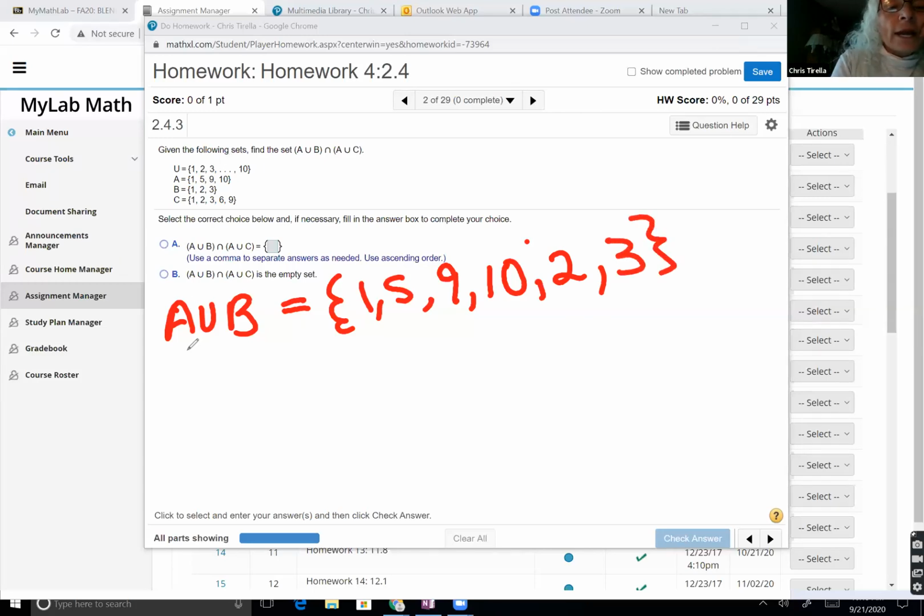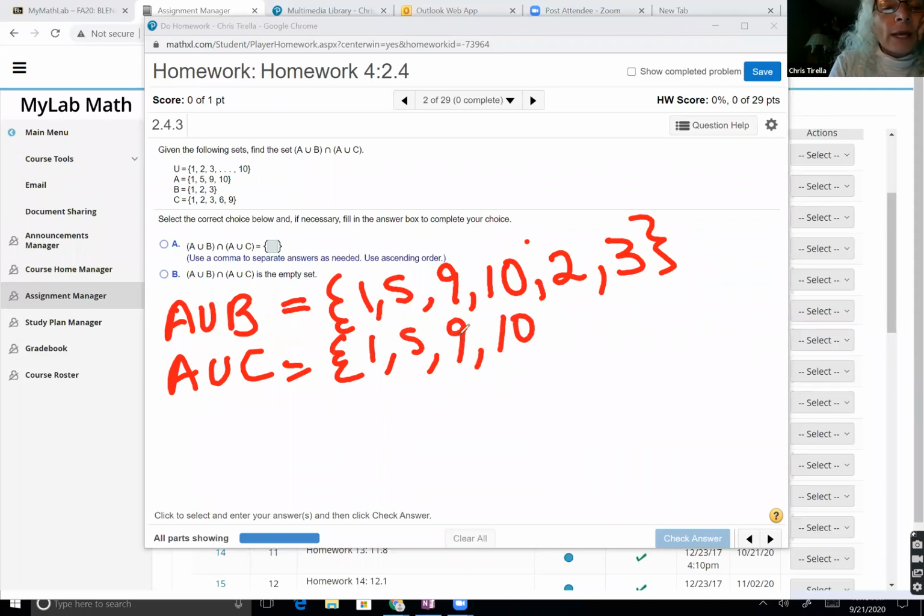Then next parentheses, I need A union C. So everything from A: 1, 5, 9, 10. Then I want to add in everything that's in C. C has 1, it's in there already, 2, 3, 6, 9.